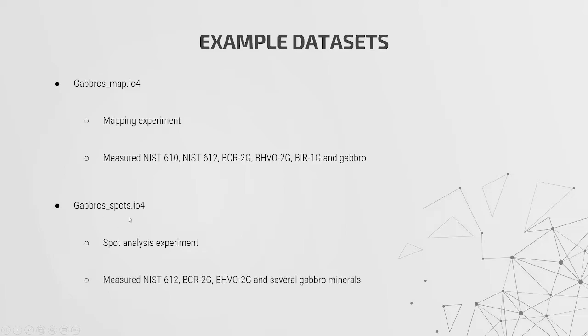In the Gabbros spots experiment, this is a spot analysis experiment where we've measured NIST 612, BCR2G, BHVO2G, and some Gabbro minerals. Again, because we're looking at the process, we're not going to worry about the unknowns. We're just going to be looking at our reference materials and seeing what effect our workflow has on those.